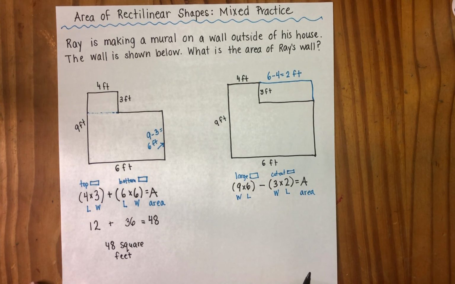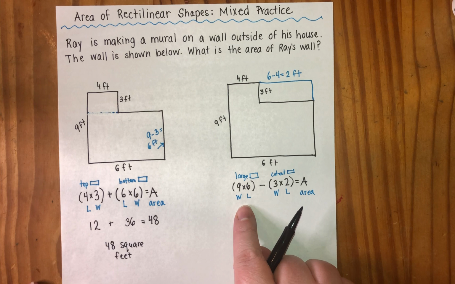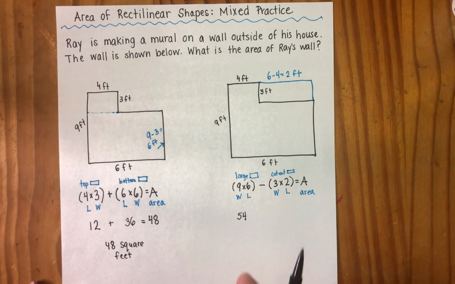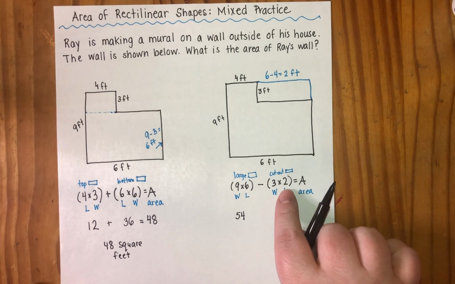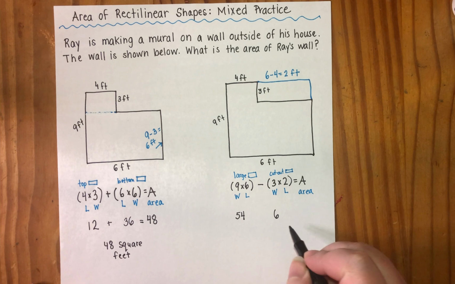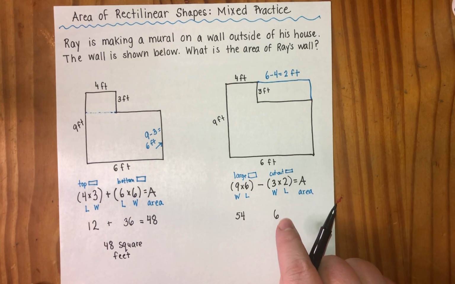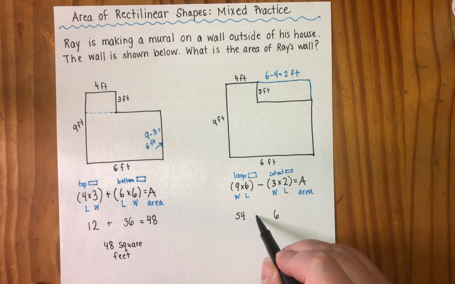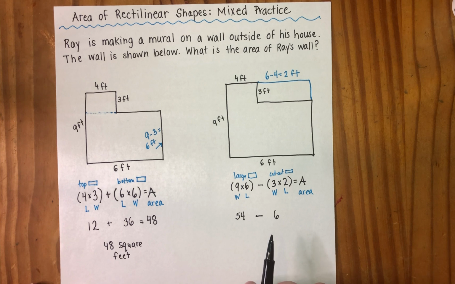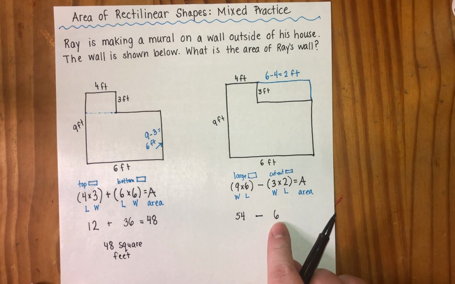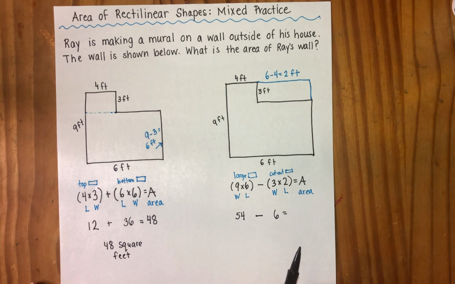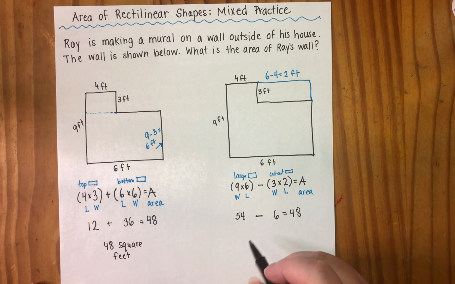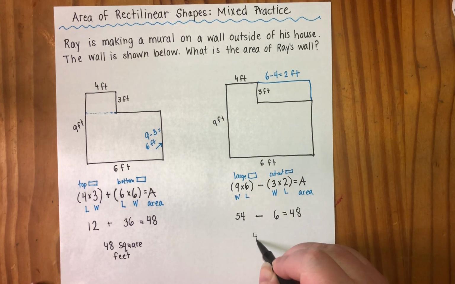Correct. We can first multiply 9 times 6, which is, yes, 54. And then multiply 3 times 2, which is, yes, 6. Since we are removing this part from the larger rectangle, we want to subtract the area of the smaller rectangle from the area of the larger rectangle. What is 54 take away 6? Yes, it is 48. The area of this figure is 48 square feet.